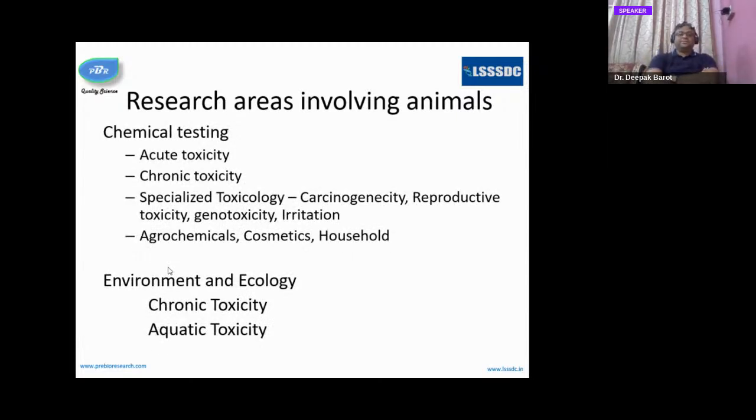Apart from that, for chemical testing, there are safety studies, like a quick toxicity test, an acute toxicity study, maybe 14 or 28 days, and a 90-day toxicity study, which is a chronic toxicity study. You can do specific toxicity studies like carcinogenicity, reproductive toxicity, genotoxicity, and irritation tests. Don't worry, we will be discussing each of these toxicities in detail when we talk about toxicology. What are these studies? How are they being done? Which guideline do we follow? What are the outcomes of those studies? And what is the design of those studies? Everything we will discuss study by study in the toxicology topic. Coming back to environment and ecology, there also you can do aquatic toxicity and chronic toxicity using any of these laboratory animals.